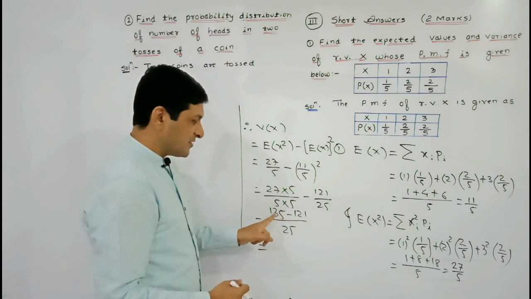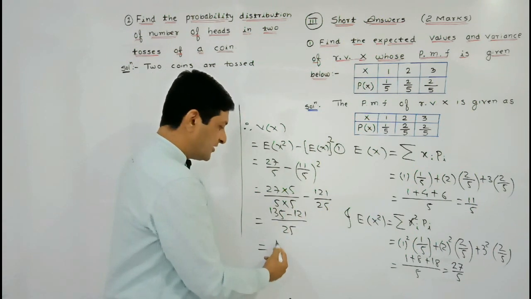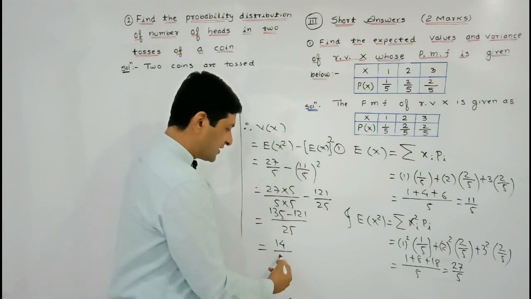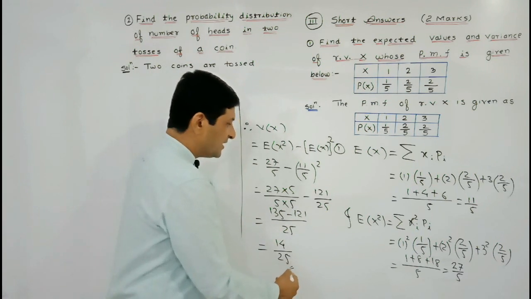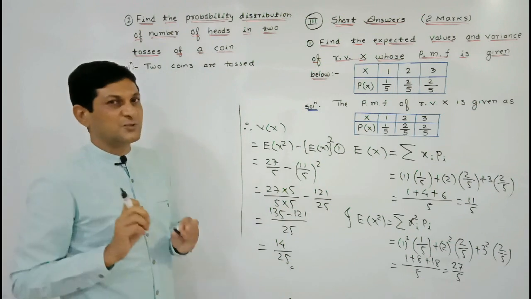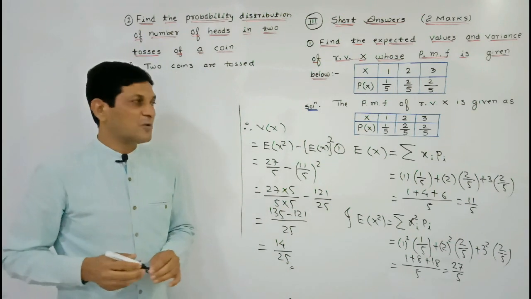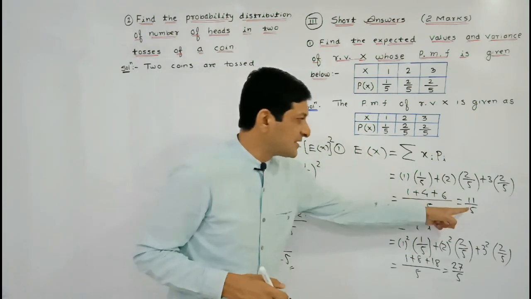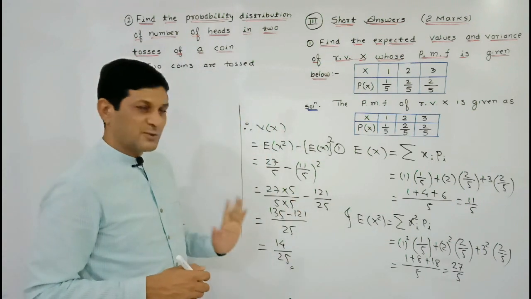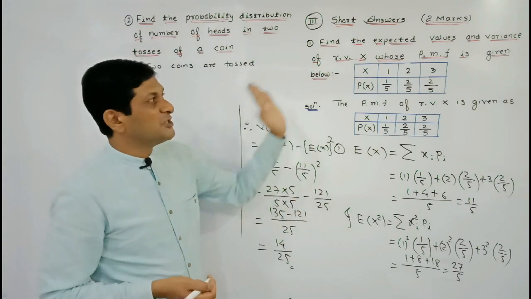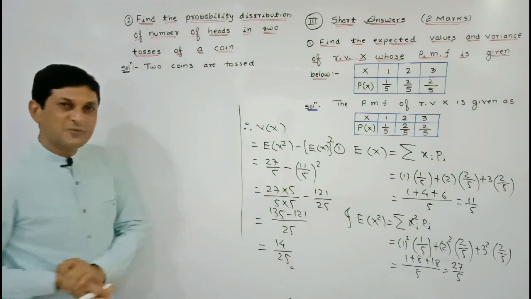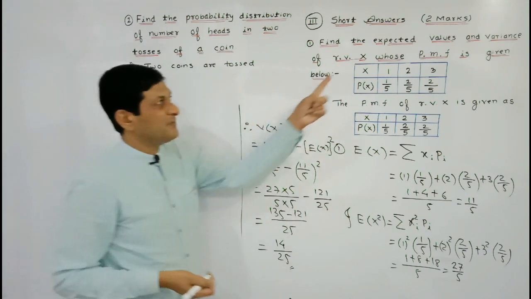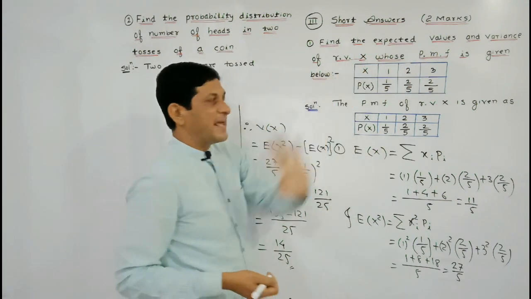Here we can observe that 135 minus 121 will be equal to 14. 14 upon 25 will be our second required value, means V of x. In this way we have got both the required values, E of x and V of x. Now in this way we have completed exam question number first. We have got both the values, expected value and variance.